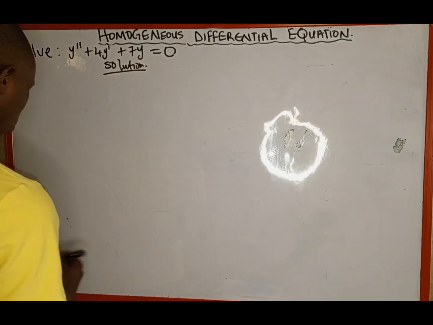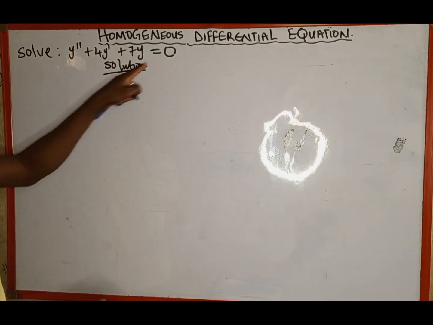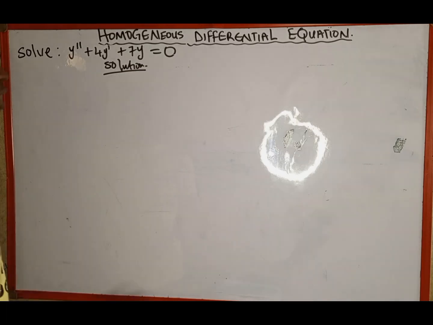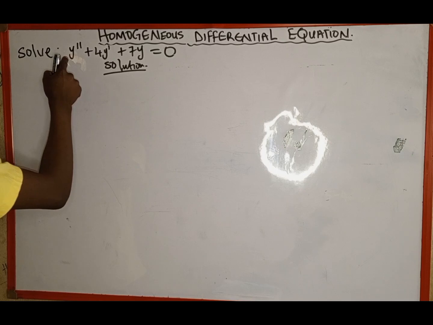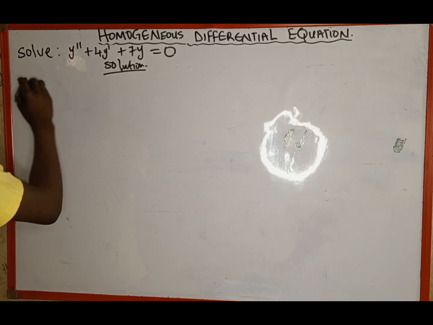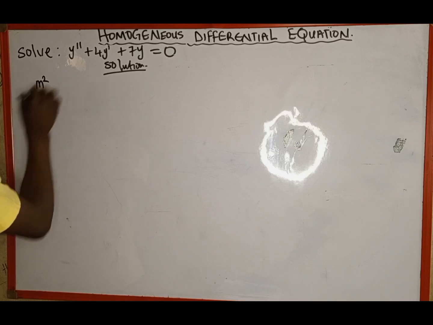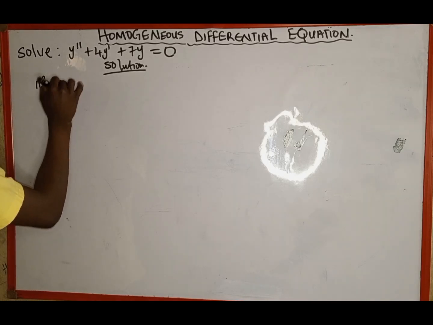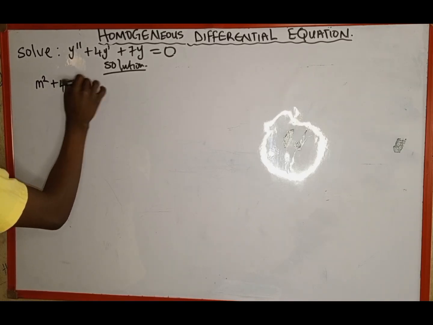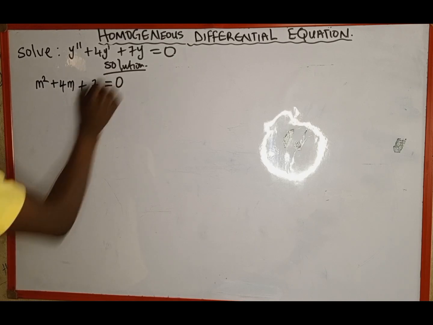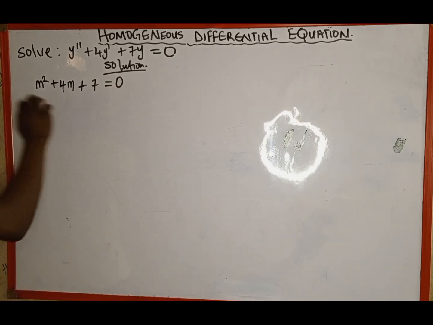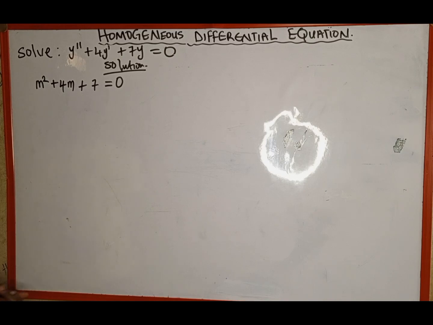From our previous class, we said when you are given a homogeneous differential equation, the first thing to do is to write the auxiliary equation. The coefficient of the first term is 1, so we have m to the power of 2, plus the coefficient here, 4, then m, plus 7. 7 is the constant, which is equal to 0.